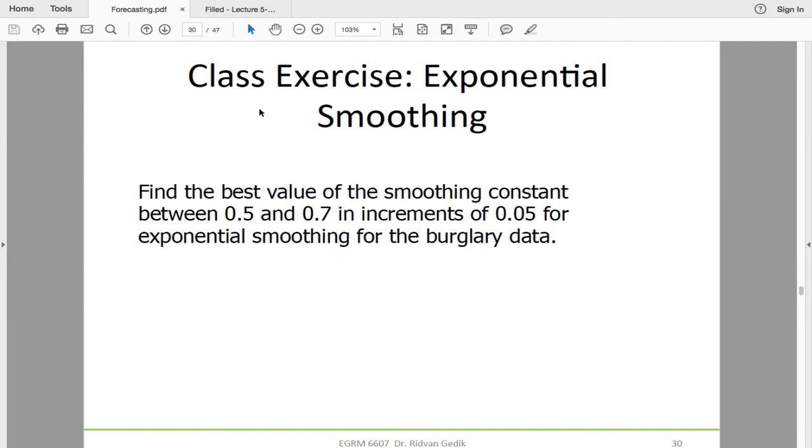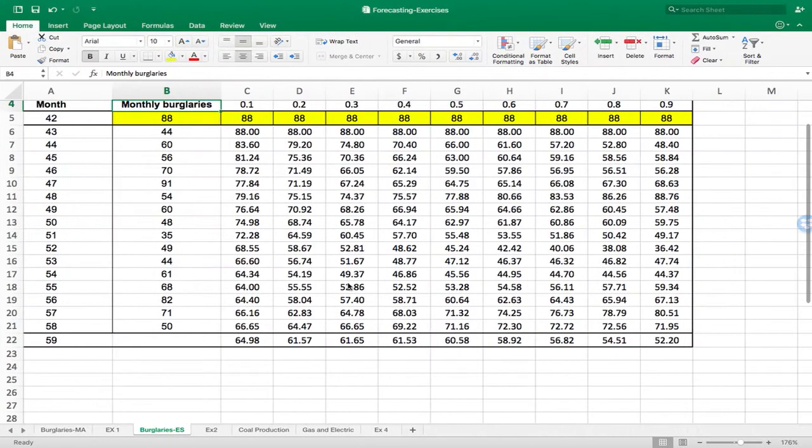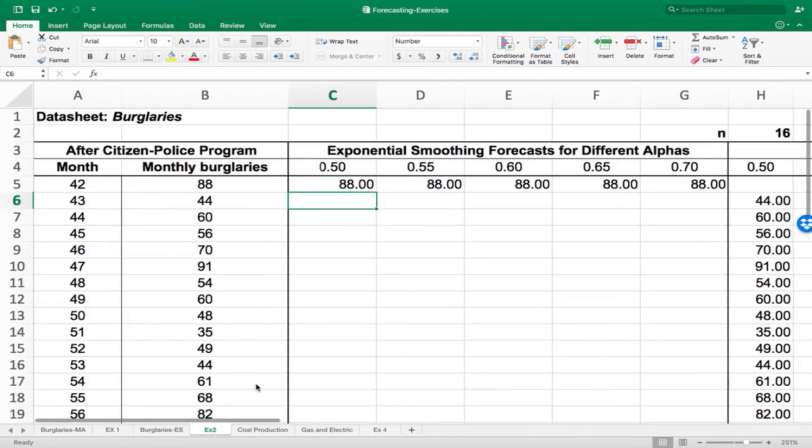So here is the class exercise. It says find the best value of smoothing constant between 0.5 and 0.7 in increments of 0.05 for exponential smoothing for the burglary data. Okay, so we are still going to be working on the same data, but this time we are going to change the smoothing constant value from 0.5 to 0.55 to 0.60, 0.65 to 0.70 in order to get the best exponential smoothing value or the forecast value for this problem.